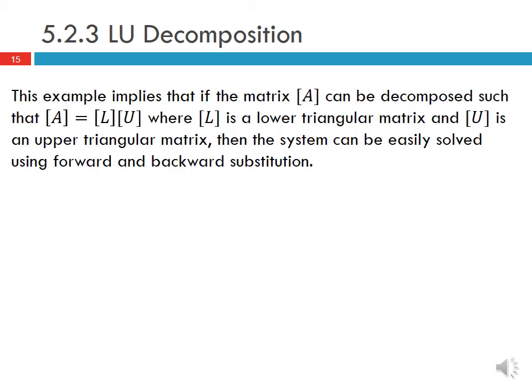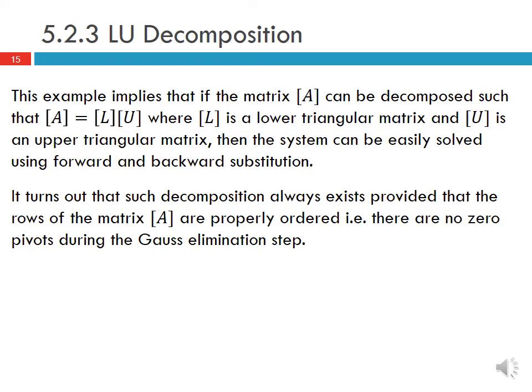So this example implies that if the matrix A can be decomposed such that A is equal to LU, where L is a lower triangular matrix and U is an upper triangular matrix, then the system can be easily solved using forward and backward substitution. It turns out that such a decomposition always exists provided that the rows of the matrix A are properly ordered, and this means that there are no zero pivots during the Gauss elimination step.